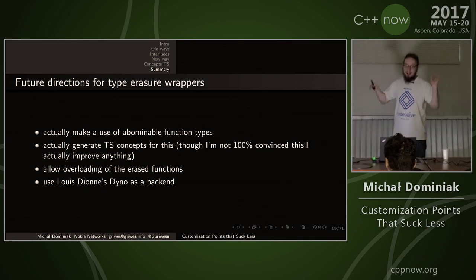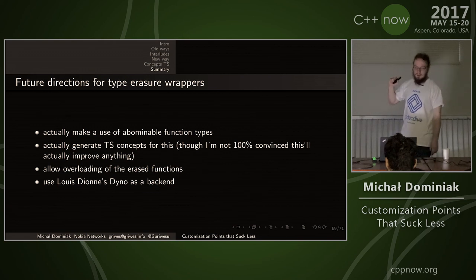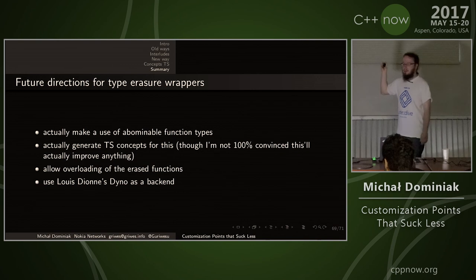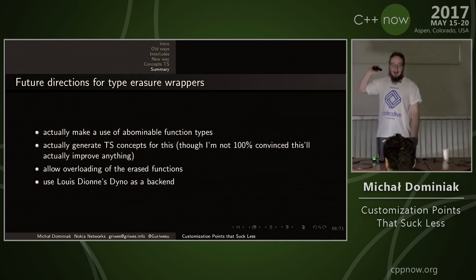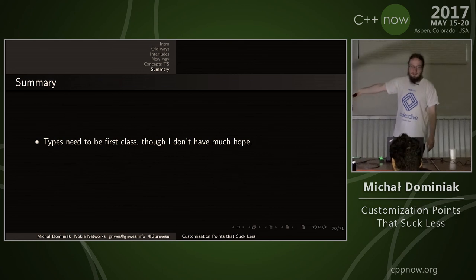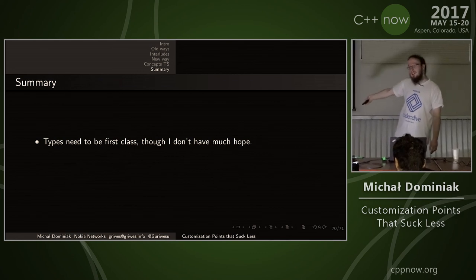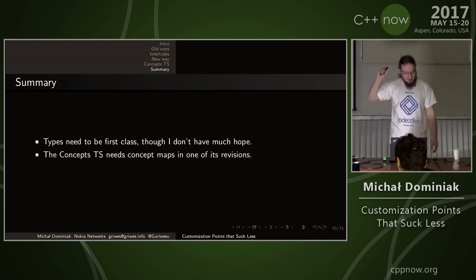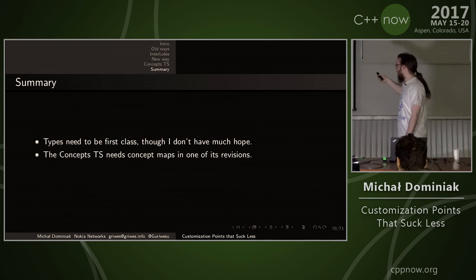There's some additional funkiness with some template things, but I can show you what a functor, the functional programming functor, looks like with this, if you want, after the talk. Okay, so a quick summary. I want types to be first class. There are some places where it helps. And I need concept maps.